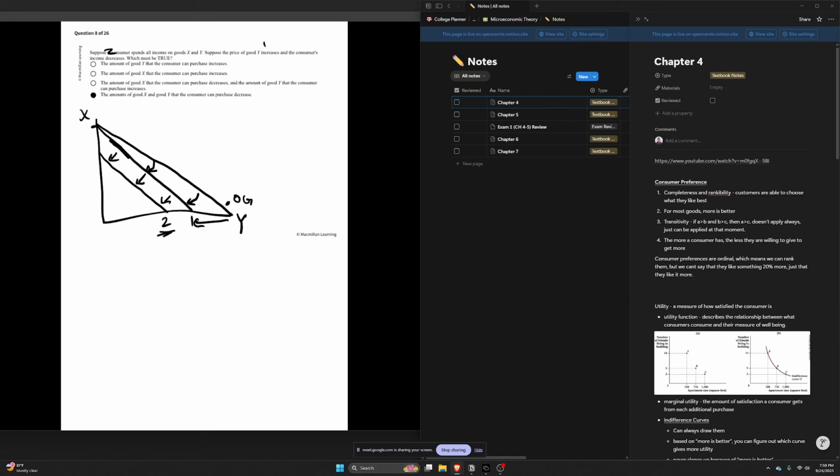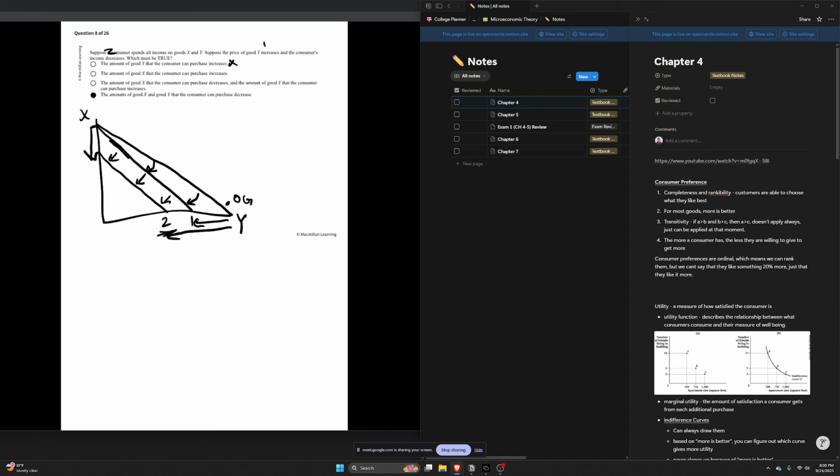So which must be true? The amount of good Y that the consumer can purchase increases. The price of Y increased, so the quantity demanded will decrease. They can't buy as much because it's more expensive. So this is wrong. We can see that the quantity they can buy is down for Y, and it's also down for X, right? At any point along this, it's lower than it originally was.